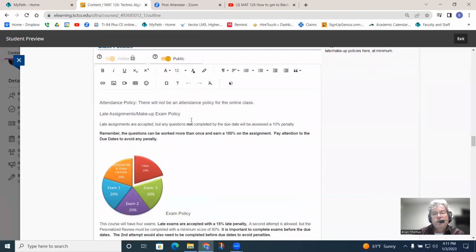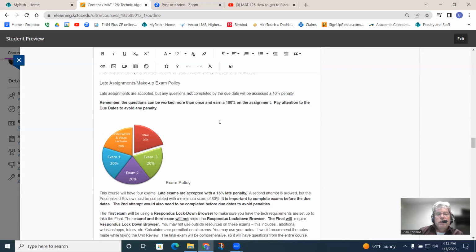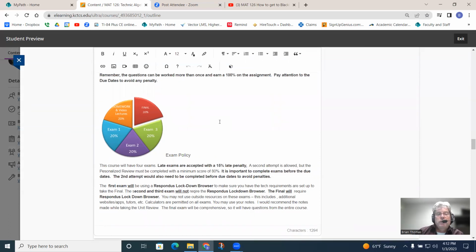The attendance policy, since this is an online class, there isn't one. Again, late assignments and makeup pieces: there are due dates for your assignments. Everything is open to you once you start the class, but pay attention to the due dates, because if you miss a due date, there will be a late penalty. On homework, there's a 10% penalty, and on tests, it'll be a 15% penalty. Even though there are penalties, you are still able to make the work even if it's late. It'll just be penalized a little bit.